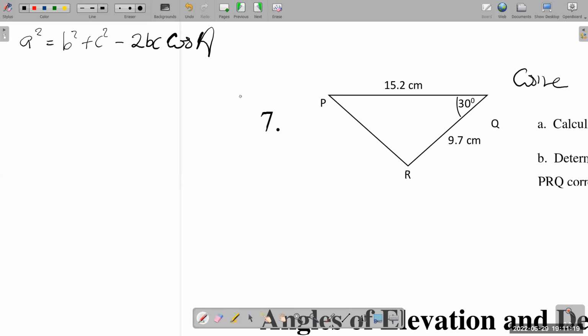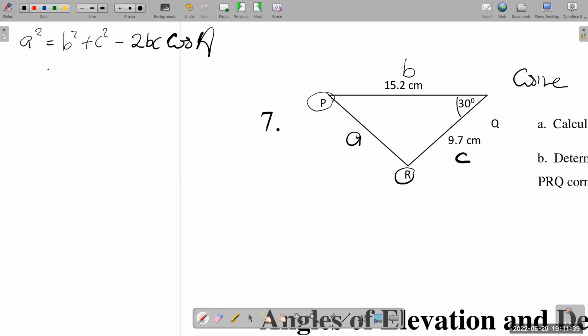No, they ask us to find PR. And if this is what we call angle A, which is the cos A, this really represents what letter? This wouldn't be A. So we use the right formula. Any one of these could be b and any one could be c. So let's say this is b and this is c.